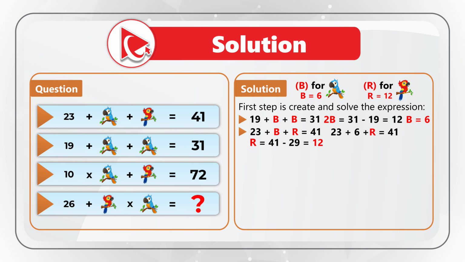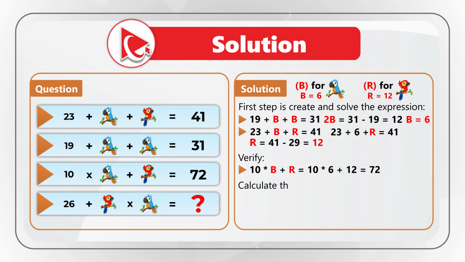Technically, we don't even need a third expression, because having first and second expression allows us to solve both variables. But let's use third expression to verify that our calculations are correct. 10 multiplied by blue parrot B plus red parrot R equals 10 multiplied by 6 plus 12. 10 multiplied by 6 equals 60. 60 plus 12 equals 72.